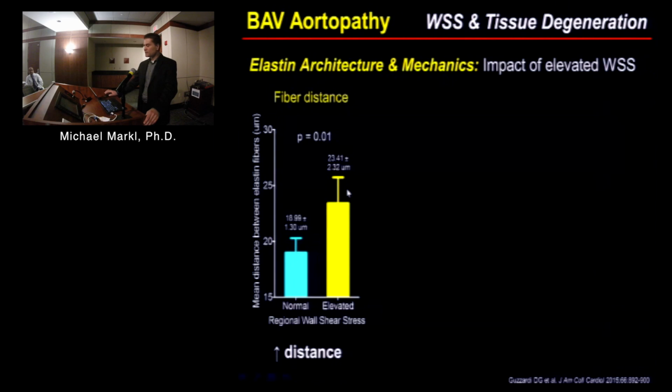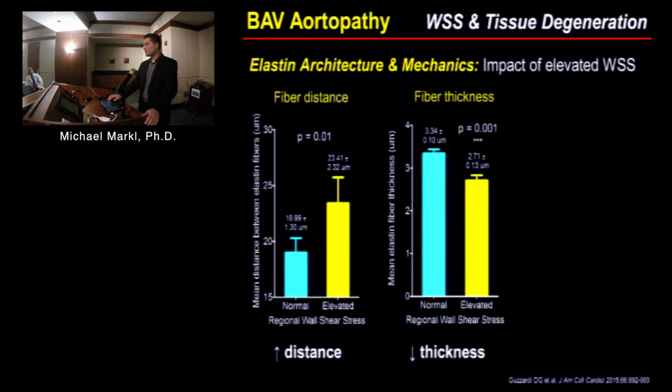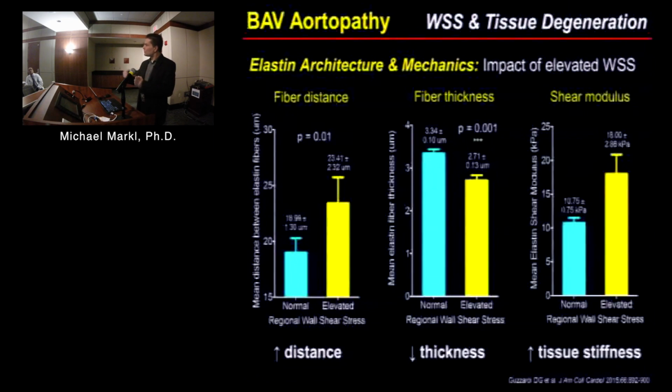And this was also found on a cohort average basis. So fiber distance was significantly increased in those regions with high shear stress. Fiber thickness was reduced. The shear modulus, a measure of the elastic properties or integrity of the tissue, was also significantly increased, pointing towards higher tissue stiffness.